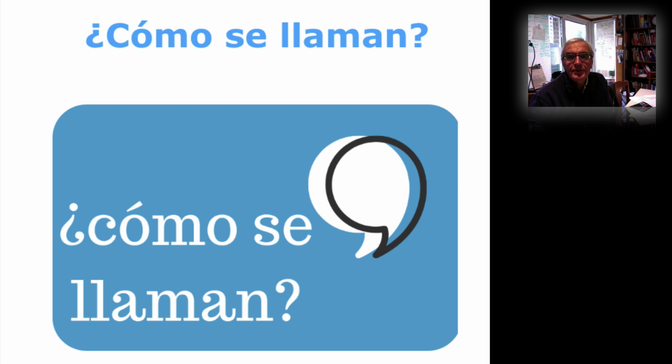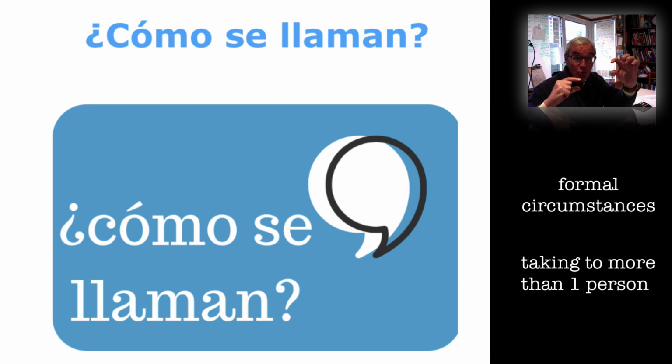So we're now at the last of the 4 different ways of saying what is your name in Spanish, and this one is ¿Cómo se llaman? So when do you use ¿Cómo se llaman? We can break it down into A, it being in formal circumstances, and B, you're talking to more than one person.